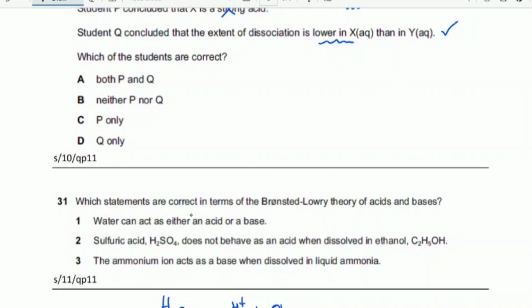Plus, water's got lone pairs and it can gain an H+1 as well. In that case, it's going to become H3O+1. So it can actually do both. Remember, water is amphoteric. It can actually do both.